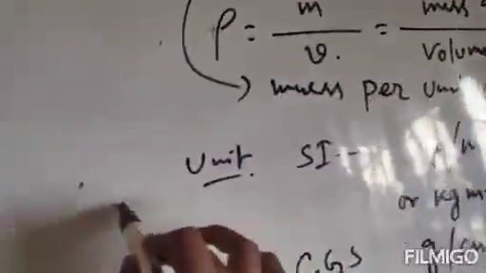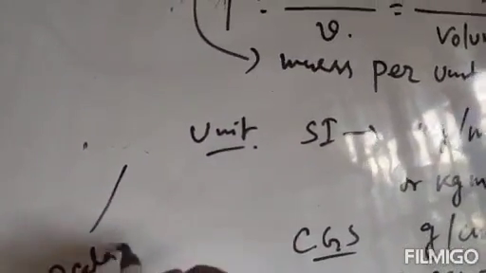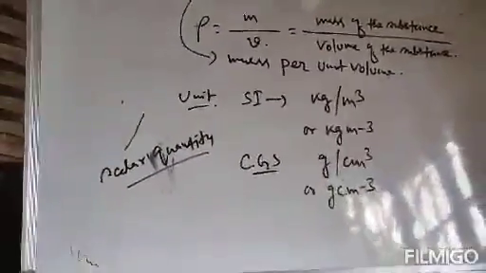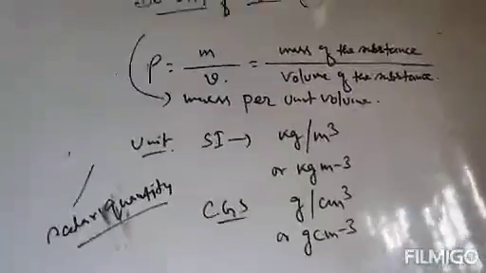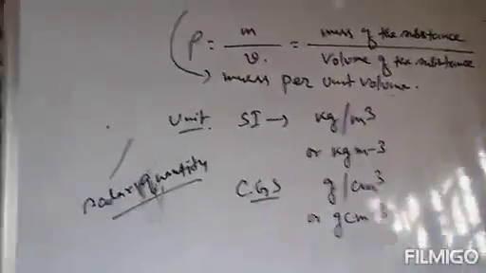Remember, it is also a scalar quantity. It is a scalar quantity because density has value only. It has no direction. That's why it is a scalar quantity. Clear? So it is also a scalar quantity. That is the density of liquid. Clear? Now write a small numerical that is based on the density concept.